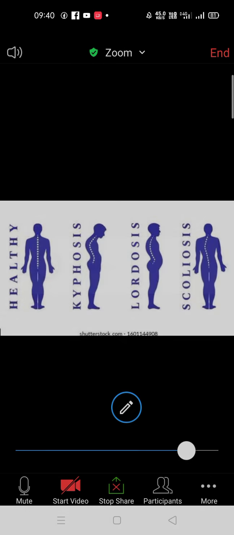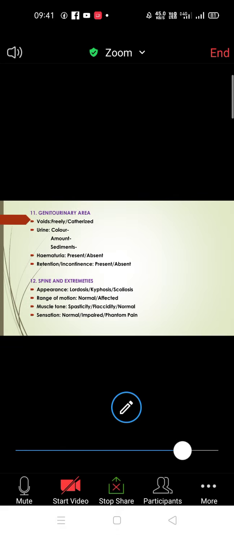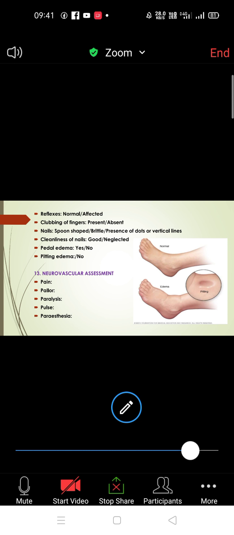In the spine, what you will assess? You will assess the appearance, range of motion, muscle tone, and sensation. Then reflexes, clubbing of fingers, nails, cleanliness, pedal edema, and pitting edema. All this you will assess in the spine. And then neurovascular assessment includes 5 P's: pain, pallor, paralysis, pulse, and paresthesia.